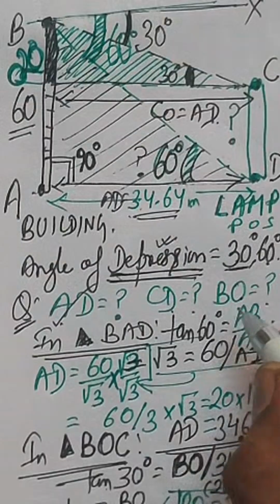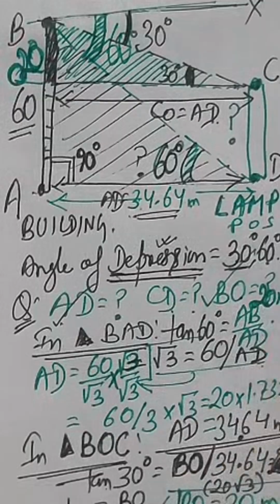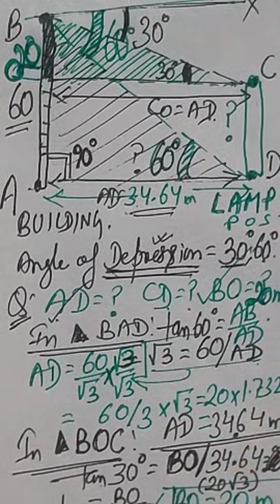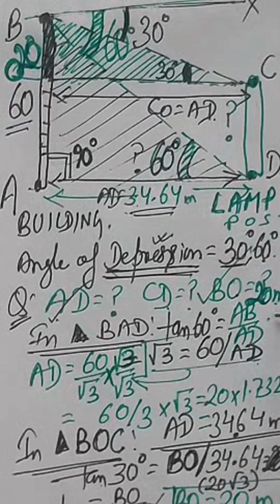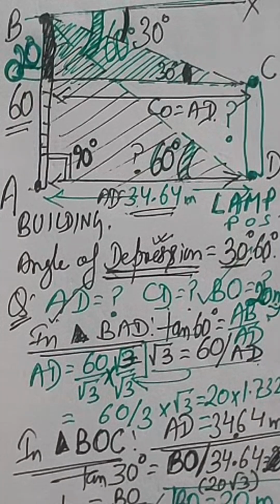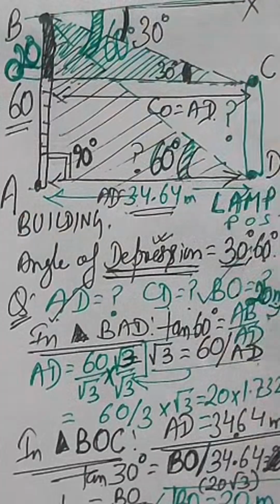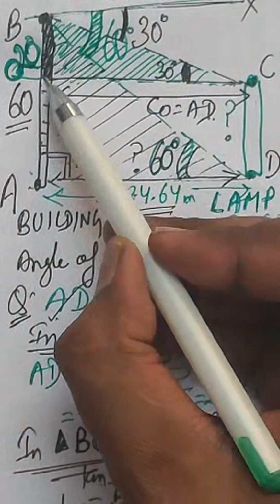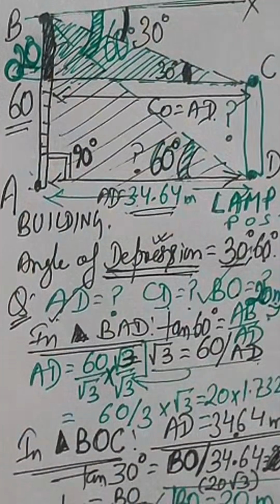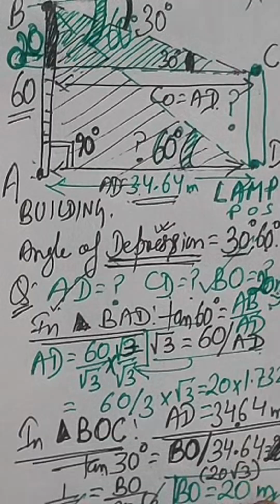The length of this BO is calculated as 20 meter, which is the third part of the question, the difference between the height of the building and the lamp post. So this is coming as 20 meter, right? This BO is 20 meter, and this is the building, this is the lamp post, and the difference between them is the deep black portion, which is 20 meter, which we have calculated, right?